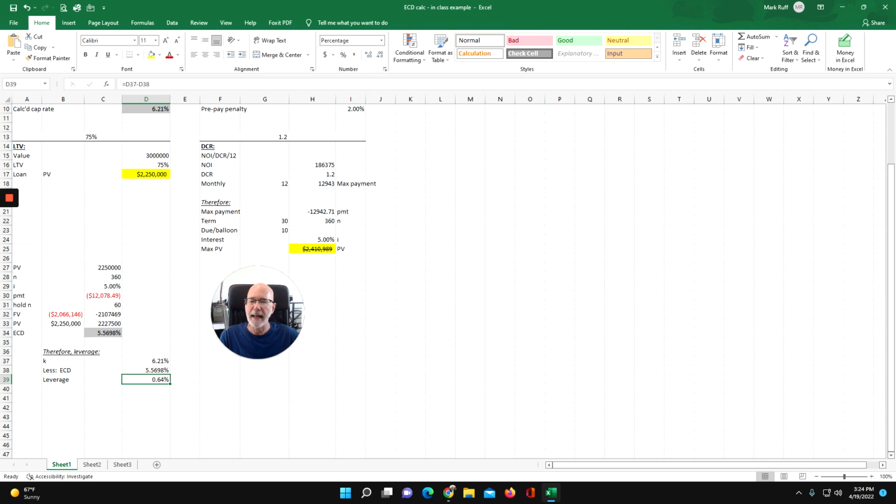If this were a negative number, we know we would have negative leverage. Because it's a positive number, even though it's less than 1, it's still a positive number. Because of that, I then know that my leverage is positive leverage. If this were 0, that would mean that my leverage would be neutral. In neutral leverage, the cap rate and the effective cost of debt are equal.